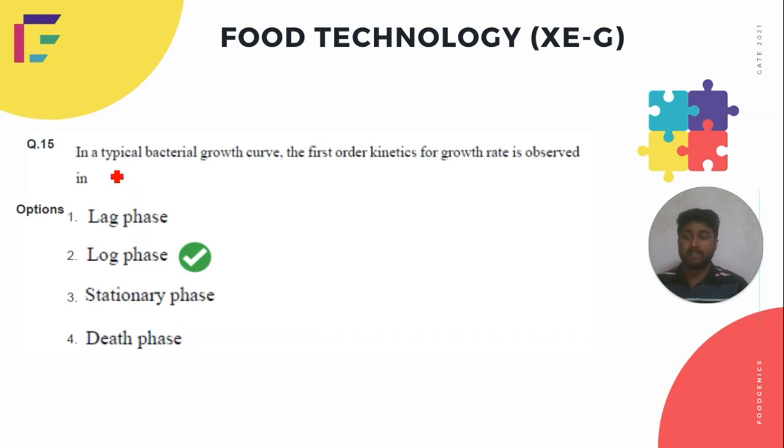It is given that in a typical bacterial growth curve, remember it is given growth curve, the first order kinetics for growth rate is observed. This is an MCQ type of question. The first option is lag phase. Lag phase is the phase where the microorganisms basically adjust to the environment, so here the growth doesn't take place. They have asked about the growth rate, so this is obviously not the correct option. Next is your log phase.